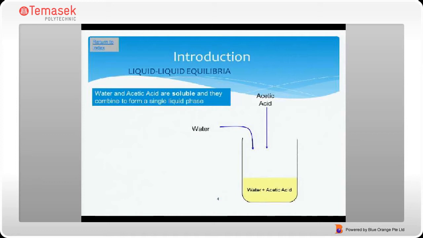Liquid-liquid phase equilibria is the understanding of how a solute distributes itself differently between two immiscible liquid phases. A typical system consists of three components. We will discuss the system of acetic acid, water, and butyl acetate here. When we add water and acetic acid, as they are soluble in each other, they will combine to form a single liquid phase.